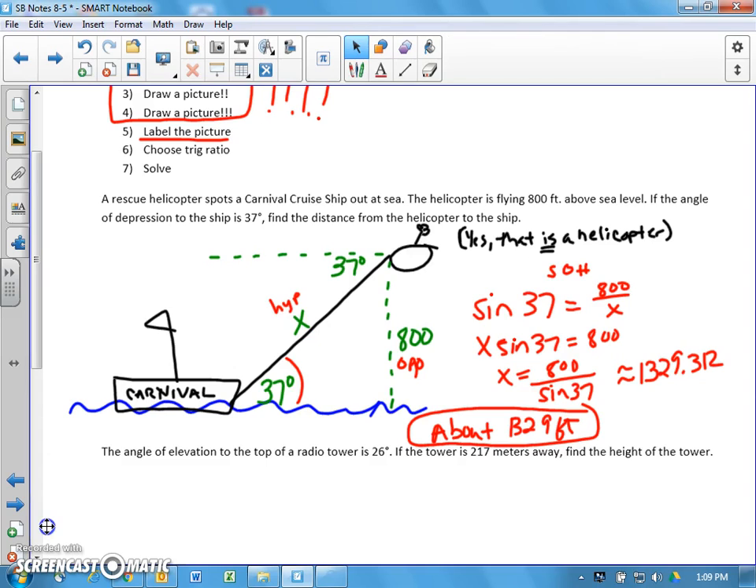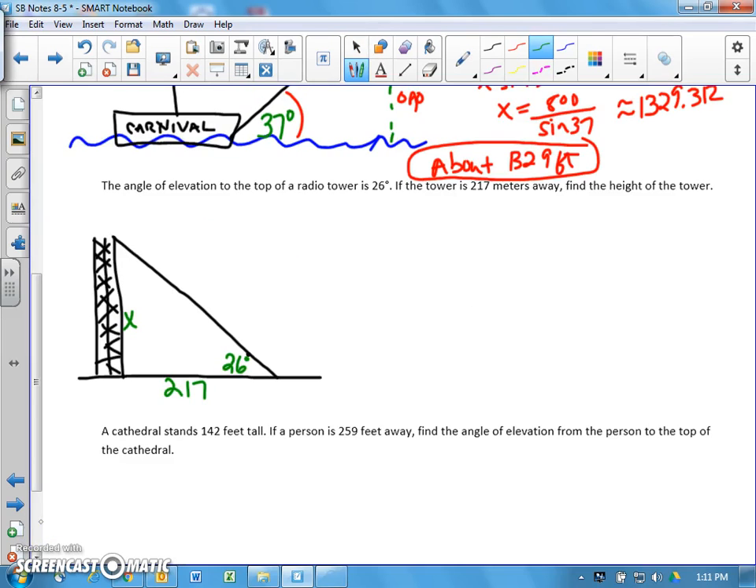Pause the video, read the next situation, and draw your picture. Once you've drawn the picture, resume the video. Make sure your picture matches mine. Hopefully you have a picture something like this. I want you to look at this, identify and label your sides. Stop the video, try to set up the equation, and then resume again to make sure it matches mine.